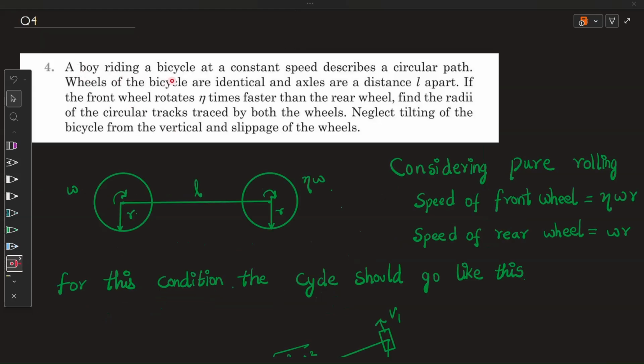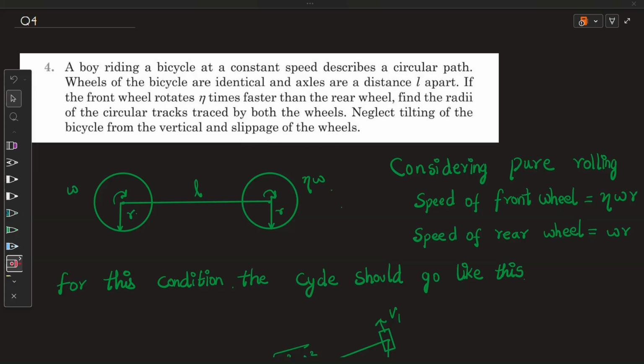Question number 4. A boy riding a bicycle at a constant speed describes a circular path. Wheels of the bicycle are identical and axles are a distance L apart. If the front wheel rotates eta times faster than the rear wheel, find the radius of the circular track traced by both the wheels. Neglect tilting of the bicycle from the vertical and slippage of the wheels.